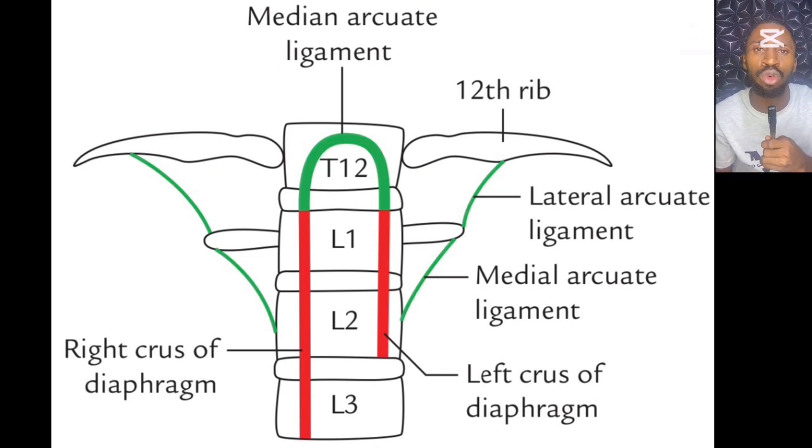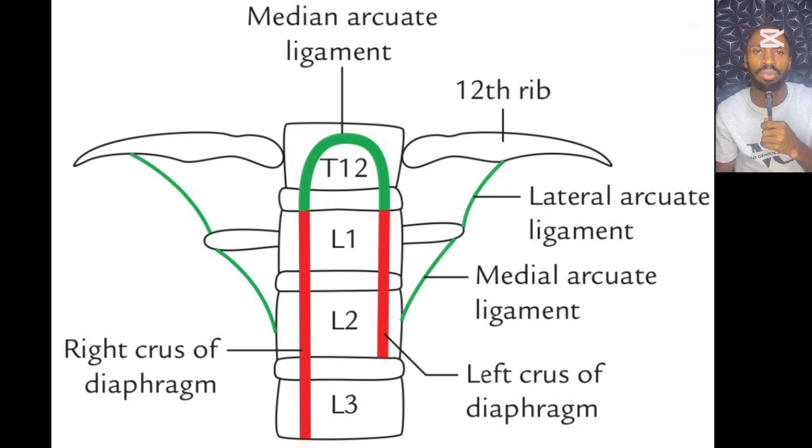So remember, the right crus comes from L1 to what? L3, while the left crus is from L1 to L2. They are united at T12 by the median arcuate ligament. Now you also have, at the right and the left, the lateral arcuate and the medial arcuate ligament.